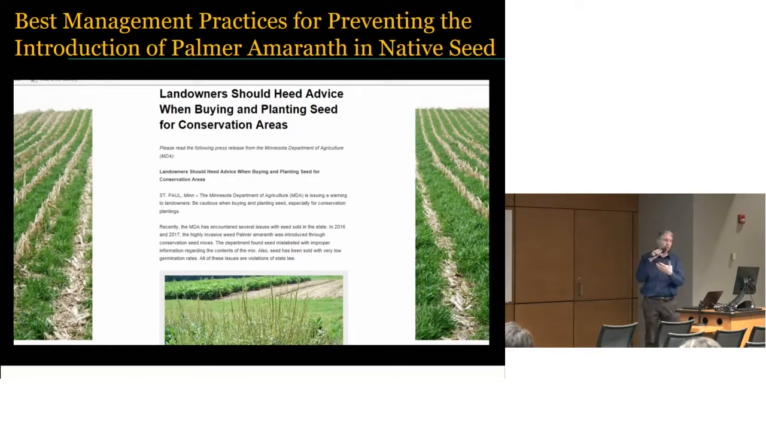Natural Resource Conservation Service also created a fact sheet based on this press release, and it has BWSR and MDA logos on that fact sheet. So we've been working together to try to get more awareness to landowners on this topic.